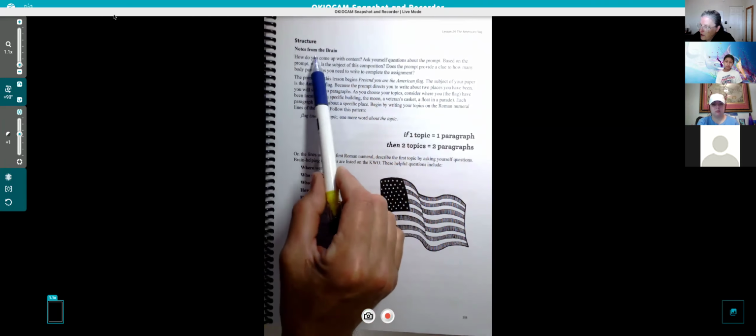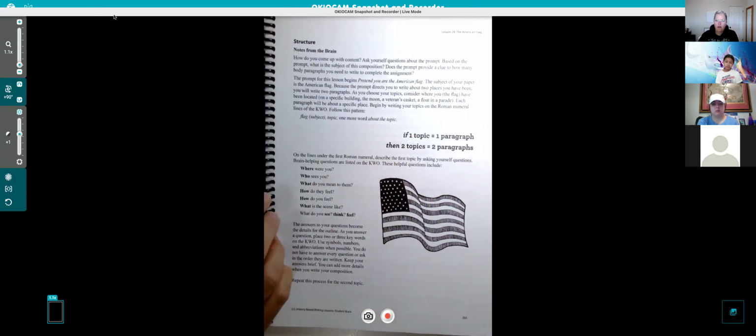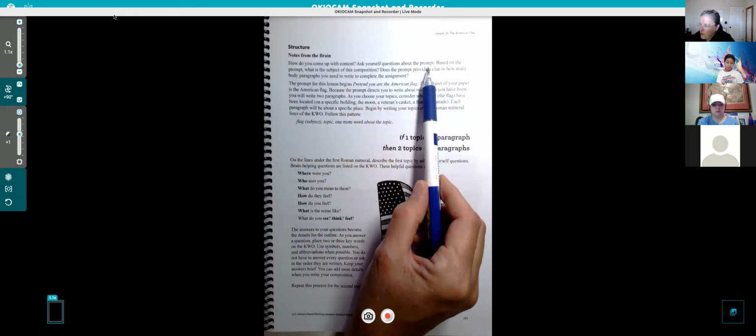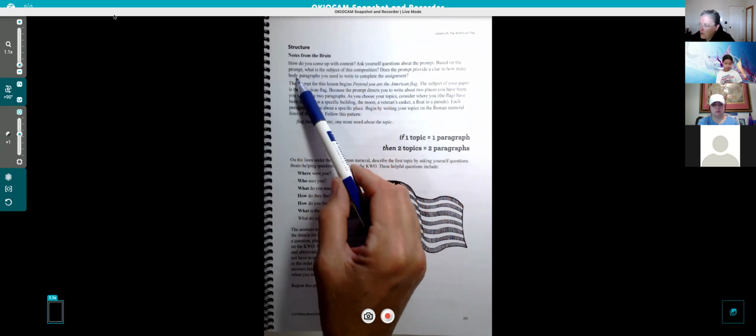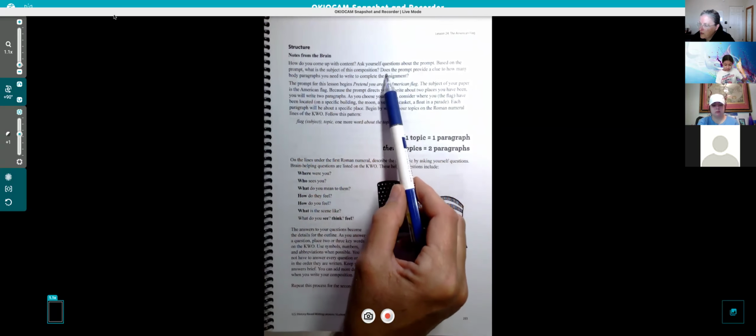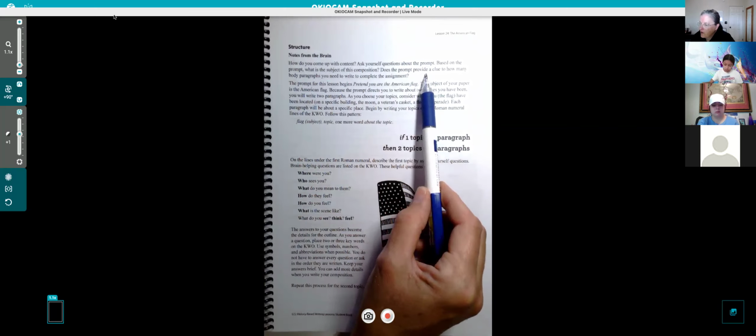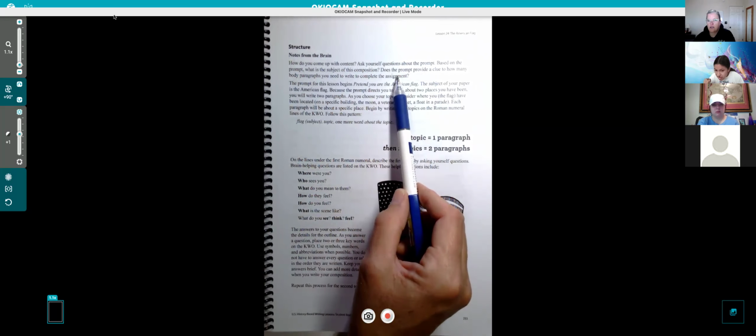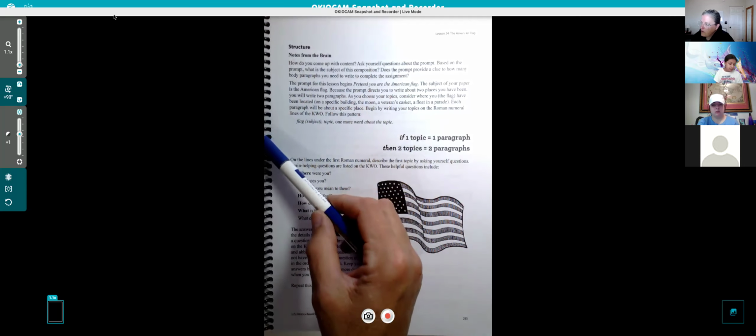This is talking about notes from your brain. So like I said earlier, this is where you're taking inventory from your own brain, from your own experiences. And you're asking yourself questions about the prompt. Based on the prompt, what is the subject of the composition? Does the prompt provide a clue to how many body paragraphs you need to write? And it did. It told us two places. So we're going to do 2 paragraphs.